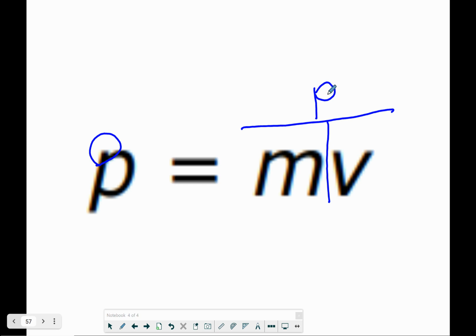So this is momentum equals mass times velocity. If I have momentum and I have mass, I take my momentum divided by my mass, and that equals velocity. If I have mass and I have velocity, I'm going to multiply those. If I have my momentum and a velocity, I'm going to take momentum divided by velocity, and that's going to give us mass.